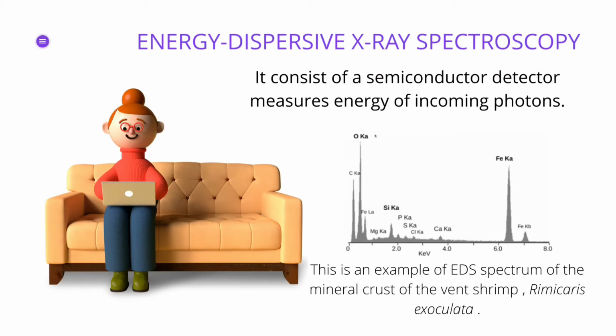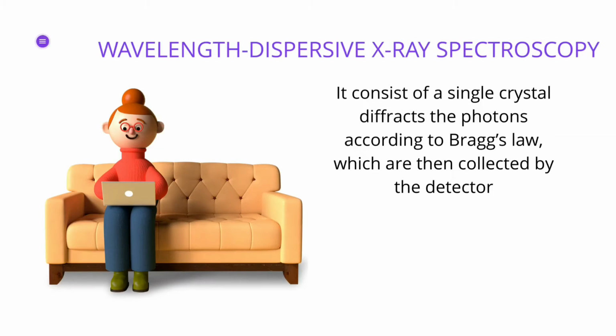The first type consists of a semiconductor detector which measures the energy of incoming photons. And for the second type, a single crystal diffracts the photons according to Bragg's law, which are then collected by a detector.